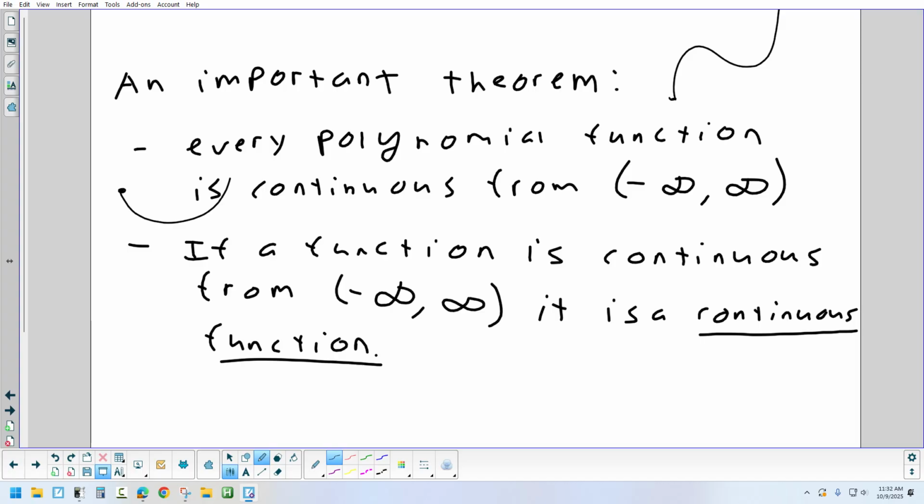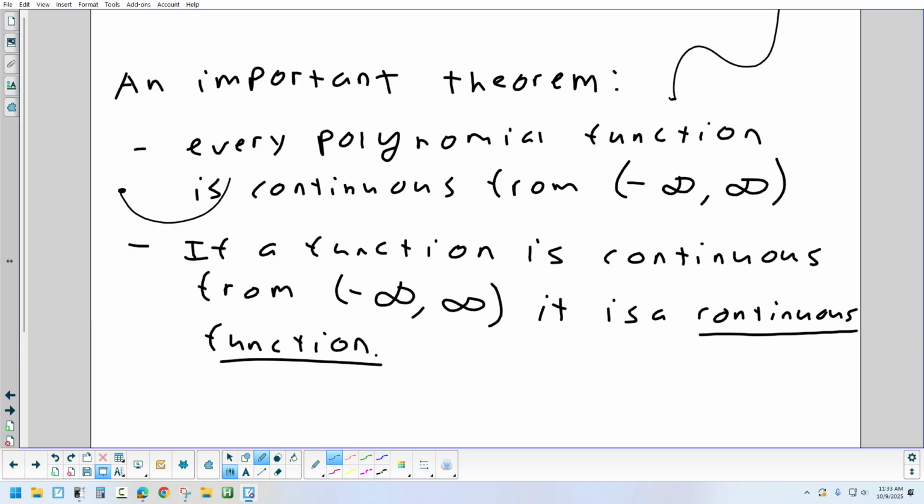So the next topic we're going to look at connects with this one, and it's called intermediate value. When you think of the word intermediate, what does that mean? Like in the middle, right? Like if you were an intermediate golfer, you're not a beginner, but you're not a pro. You're in the middle somewhere.